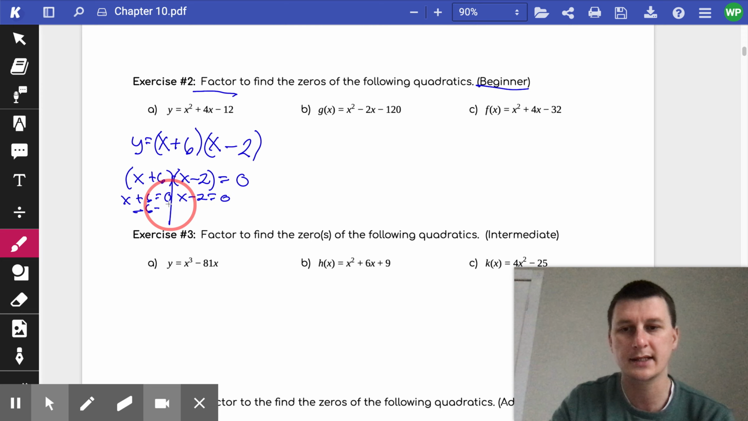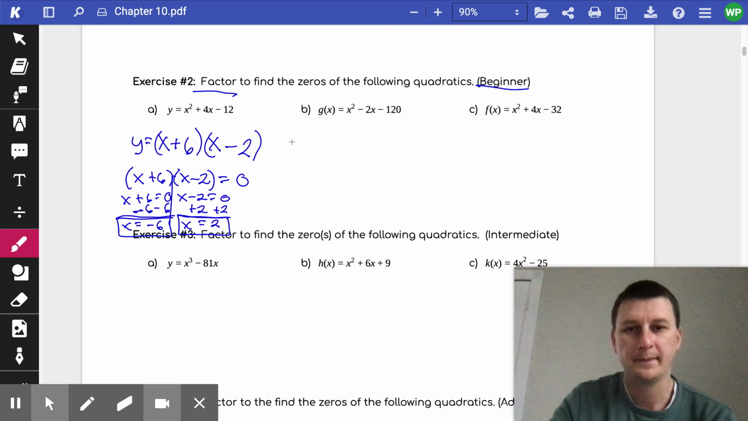So let's subtract 6 from both sides, and let's get x equals negative 6. And let's add 2 to both sides over here and get x equal to 2. So your zeros of this quadratic are x equals 2 and x equals negative 6.